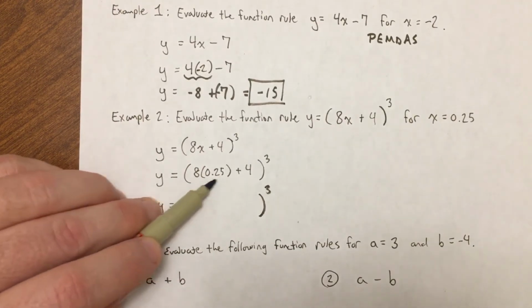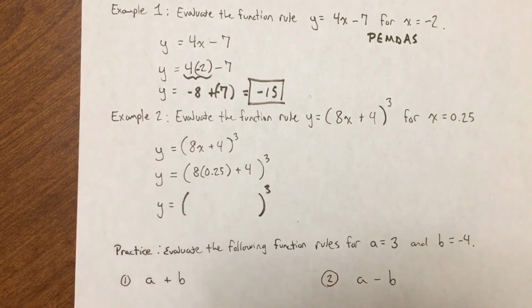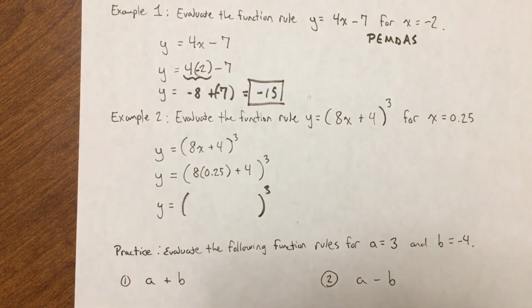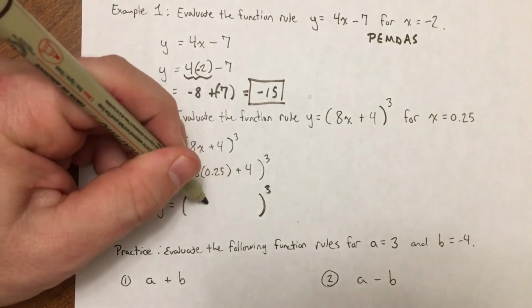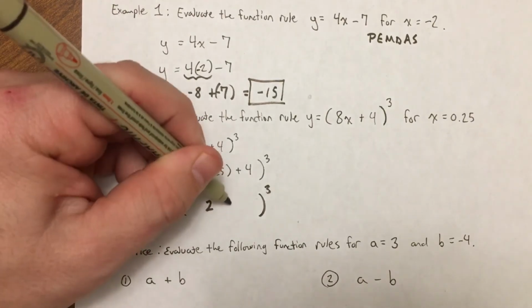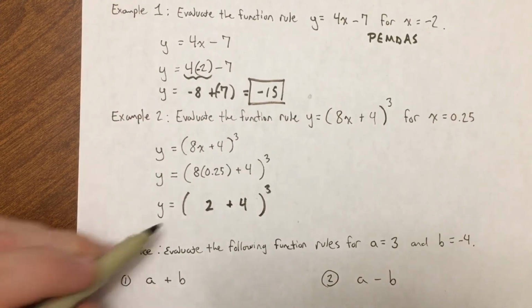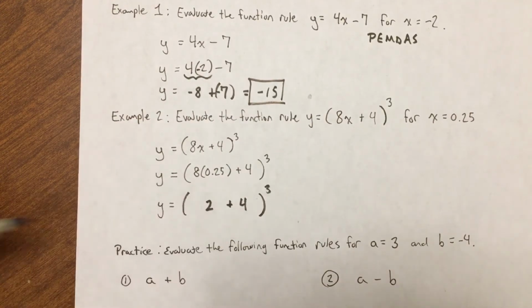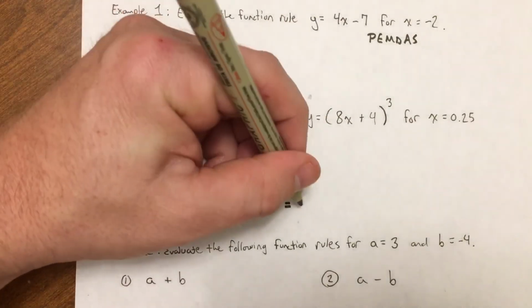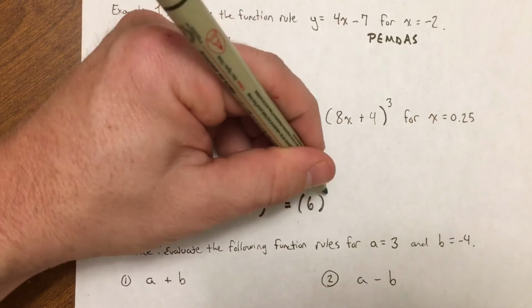So the first thing we're going to do is multiply 8 and 0.25 together. Well, 8 times 0.25 would give you a value of 2. Then we've got plus 4 off to the side. Now we can finish up simplifying inside of the parentheses. So 2 plus 4, you guessed it, gives you 6.